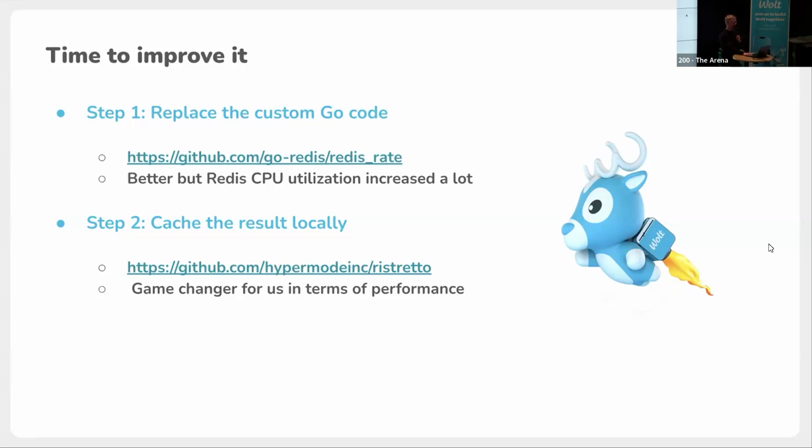And with this combination, we got to keep the Redis instance that shares the state between all the services. So we still kept the same source of truth.